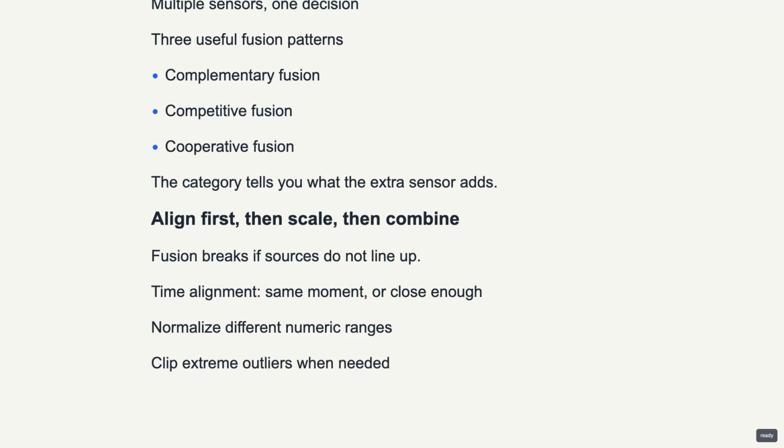Clipping can protect the fused representation from occasional spikes that would otherwise distort it. The trade-off is important. If the threshold is too tight, the very anomaly you want to detect gets flattened away.